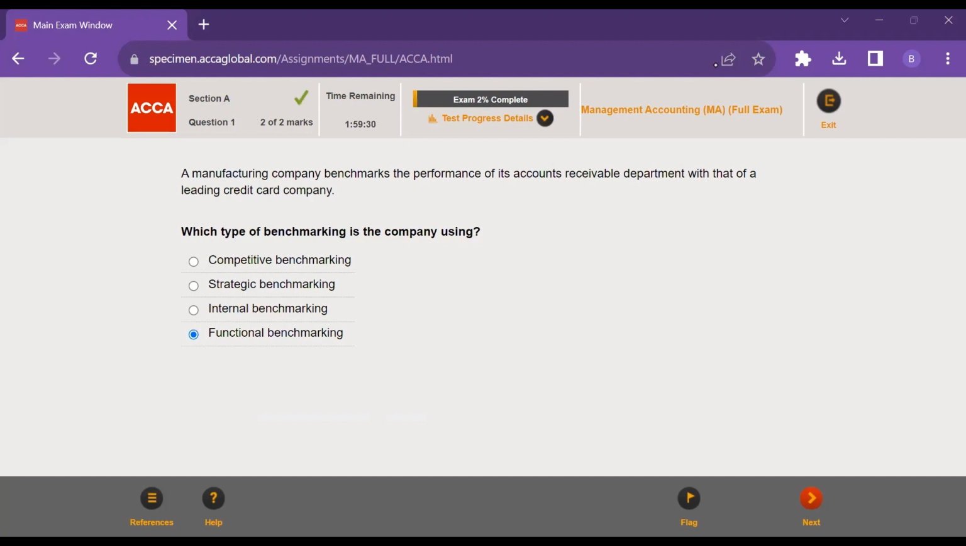So, they are using functional benchmarking because this is an internal function which is similar to another company, even though these industries are working in different sectors. So, this is a manufacturing company and a credit card company has a different sector, right? But still, this is one function which is common, which is similar to both companies. So, that is why functional benchmarking would be your answer.